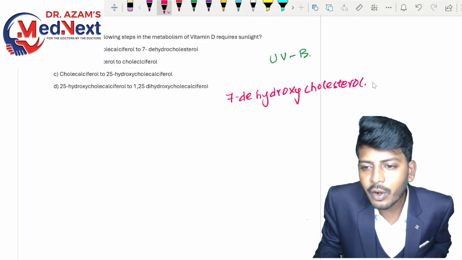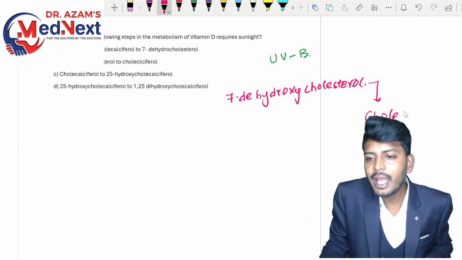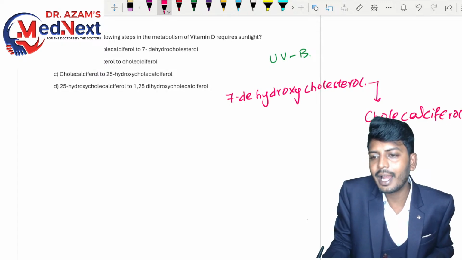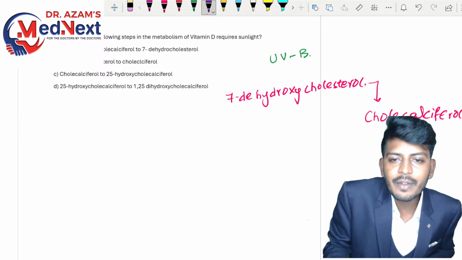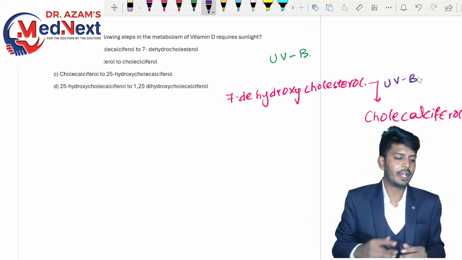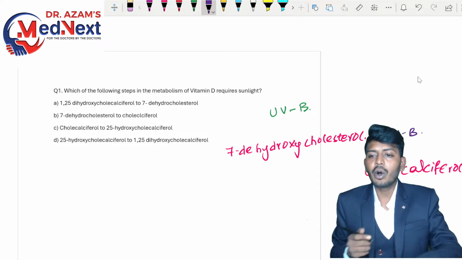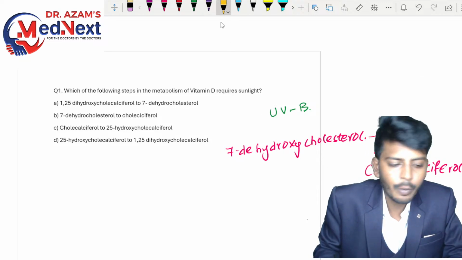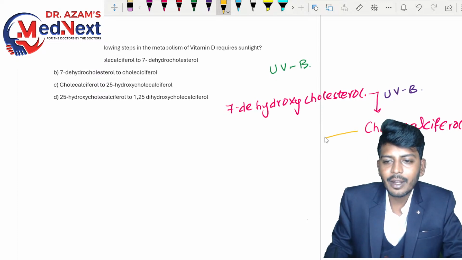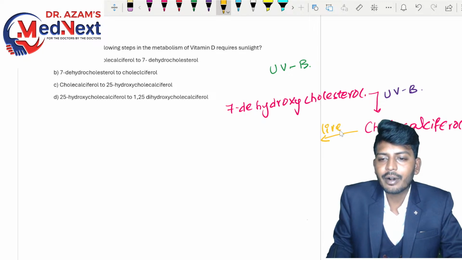This 7-dehydrocholesterol will get converted into something called cholecalciferol. For this conversion only, we require UVB radiation. Very good, you are absolutely correct. The cholecalciferol, whatever was formed, will go to your liver.